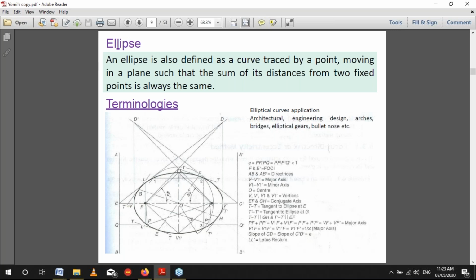So let me say, go to slide 12. Slide 12.